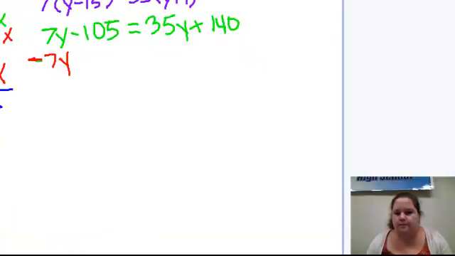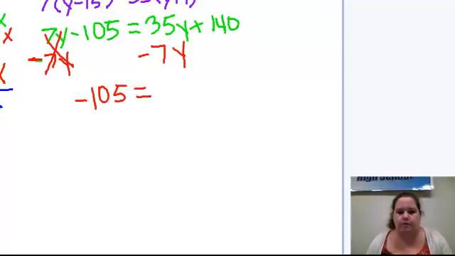Minus 7y. Minus 7y. And now I'm going to cross that out. That gives me a negative 105 equals, and then 35y minus 7y is 28y. Then 140.